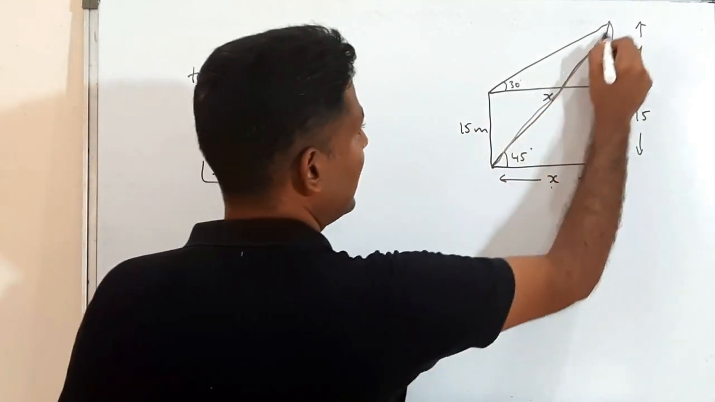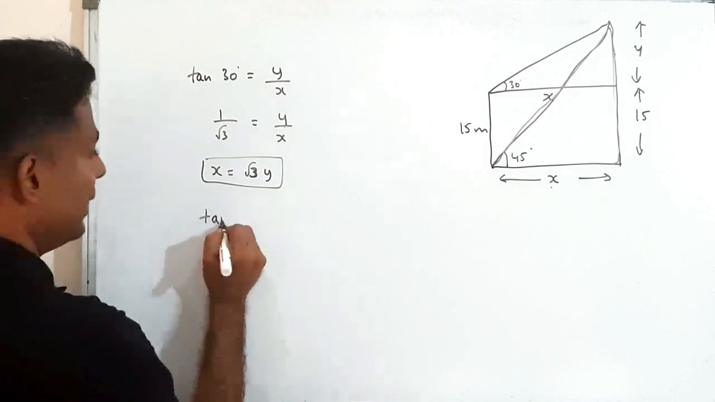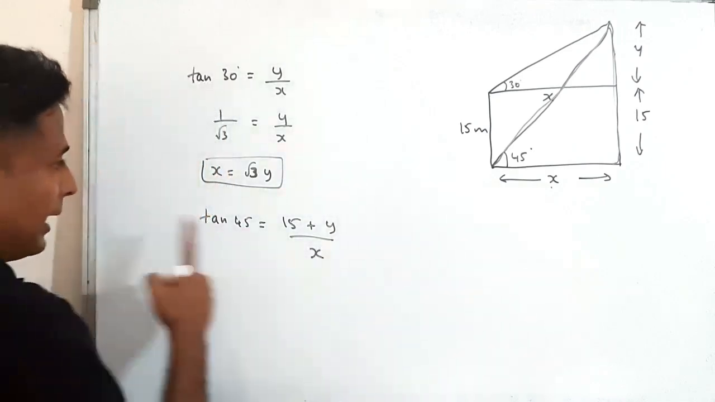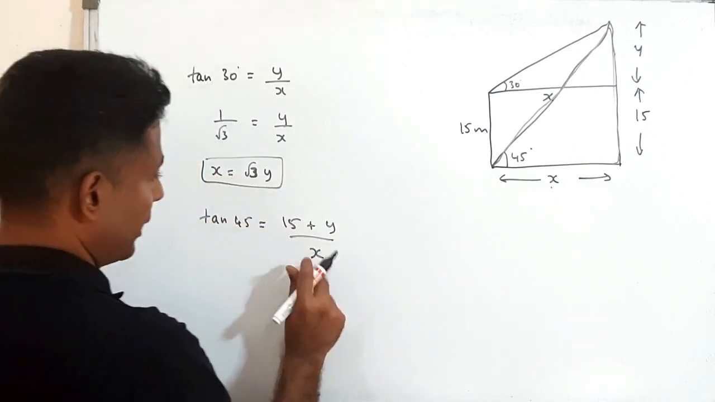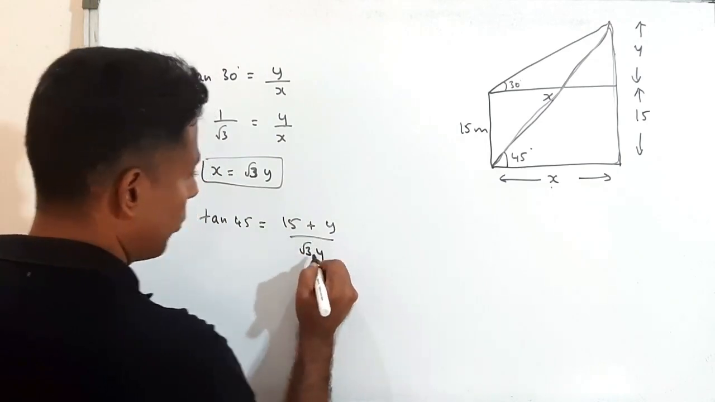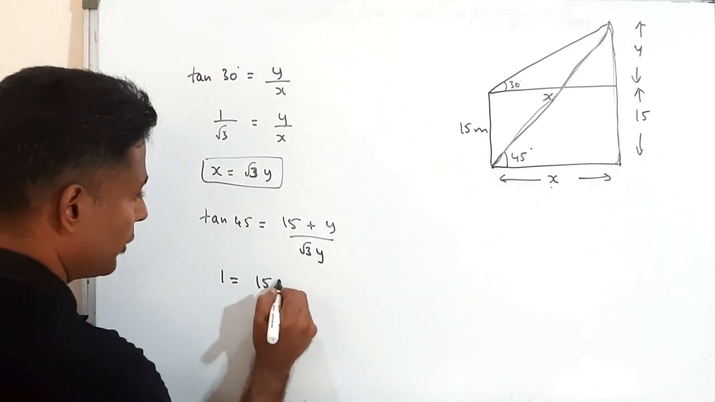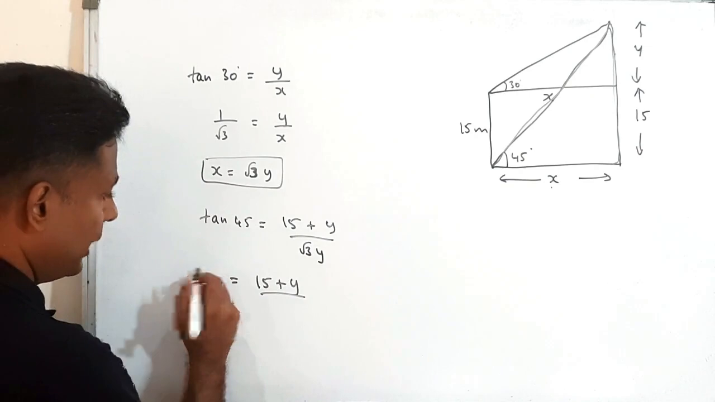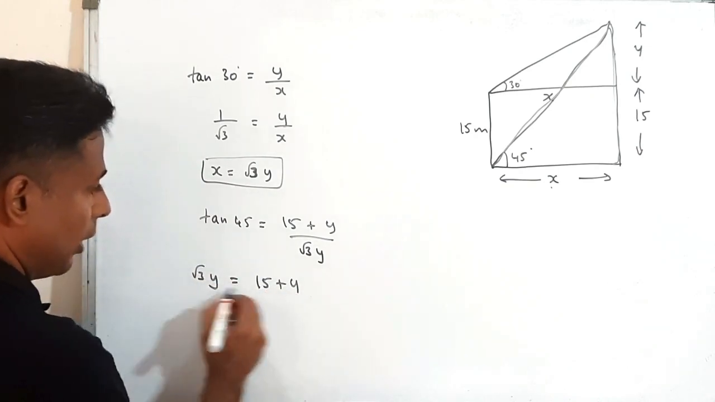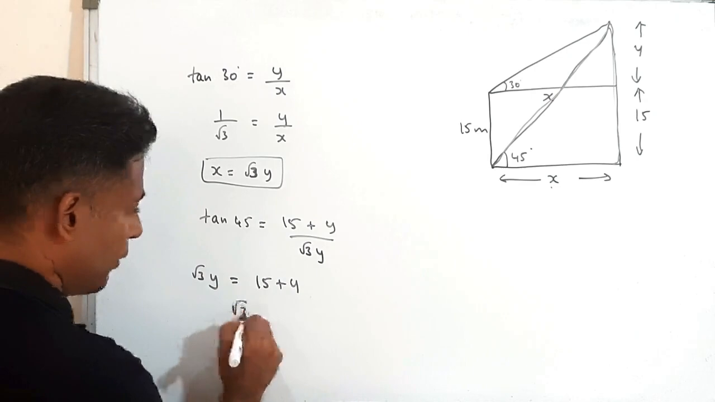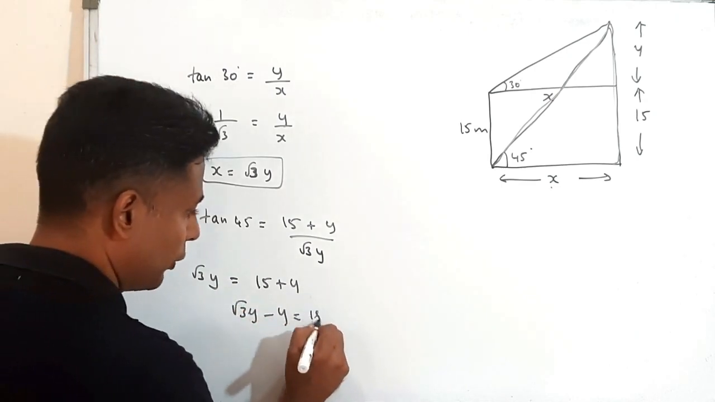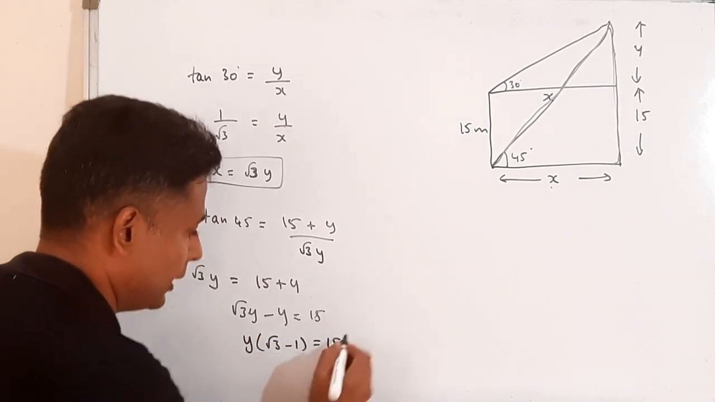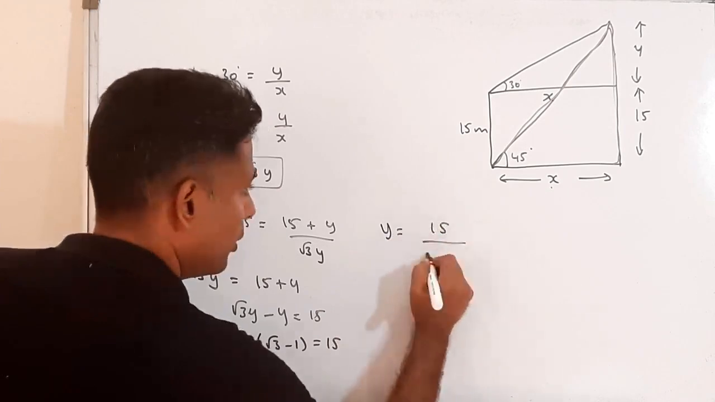Now taking this entire triangle, we get tan 45 equal to 15 plus y by x. But we know x is root 3y. So instead of x, we can write root 3y, and we get 1 equal to 15 plus y by root 3y. Transposing, 1 into root 3y will be root 3y itself. Now root 3y plus y becomes minus y equal to 15. So guys, y is common, so y into root 3 minus 1 equals 15. So y equals 15 by root 3 minus 1.